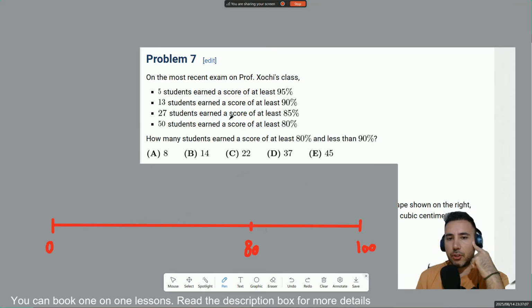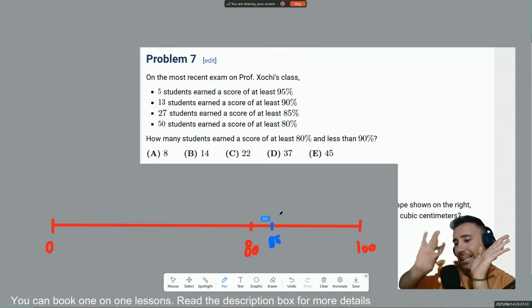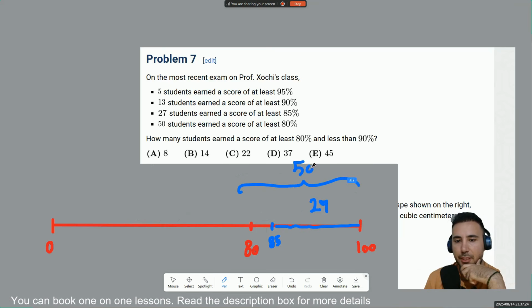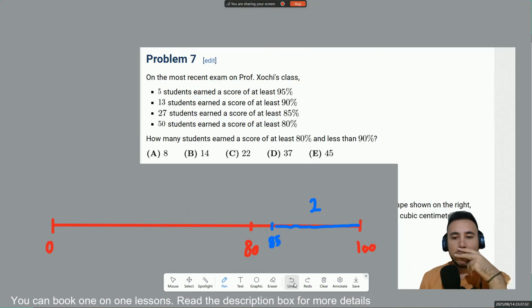And now let's read, for example, this one. 27 students earned a score of at least 85. So if this is 85, and because it says at least, that means 27 people fall here. And we just talked about how 50 people are here. So how many people are here, for example? 50 minus 27.